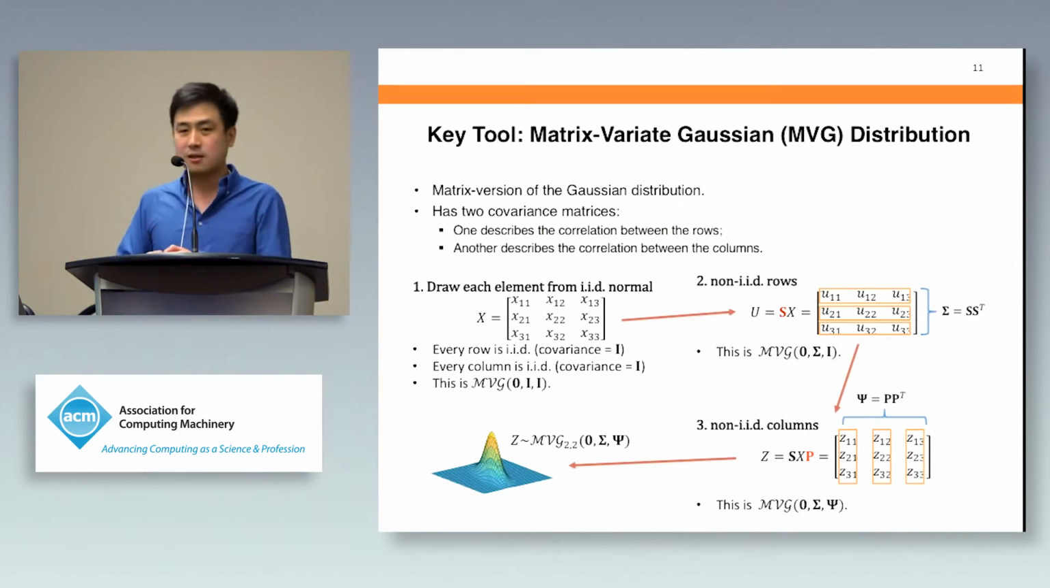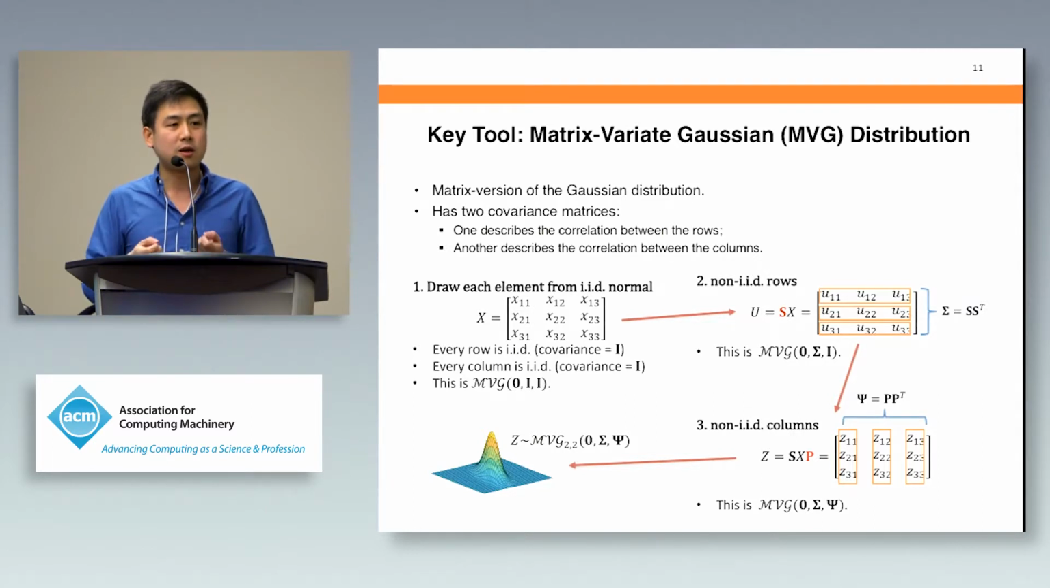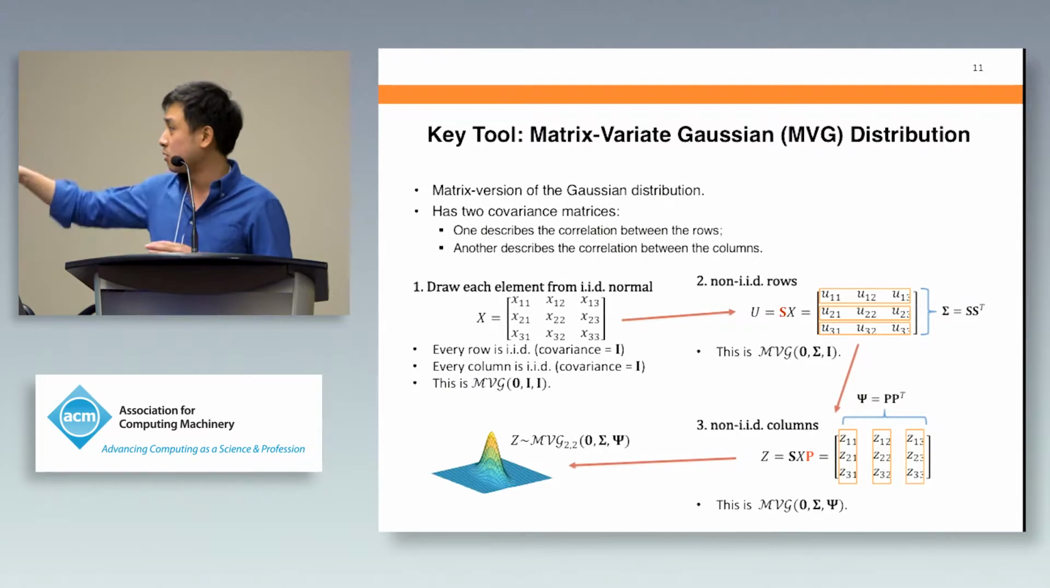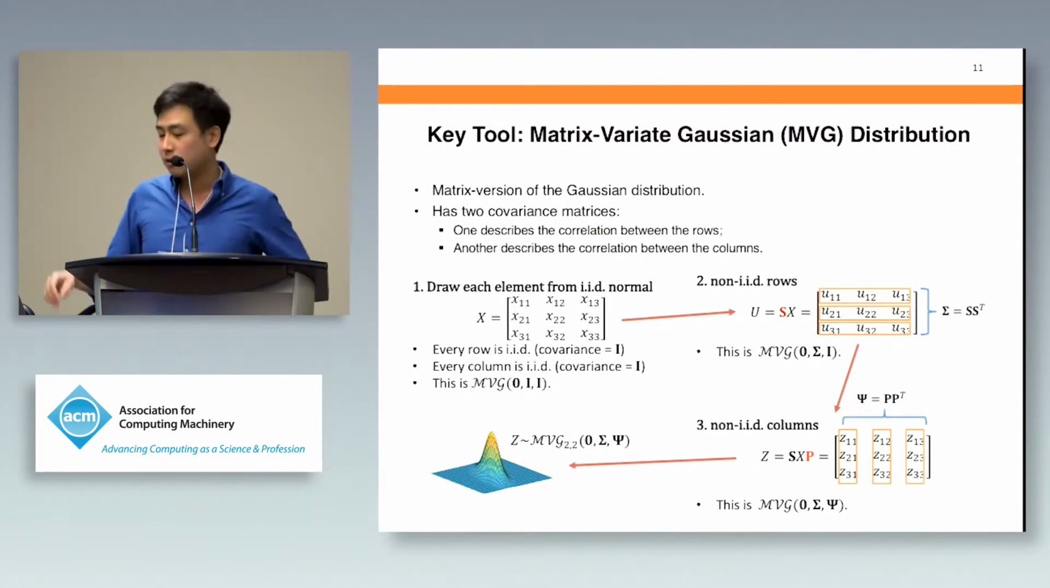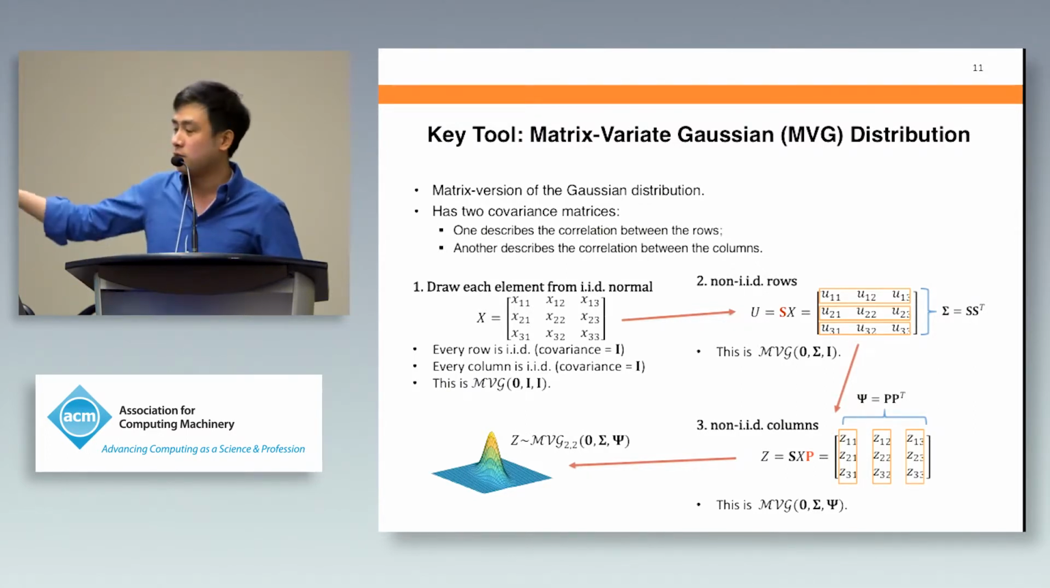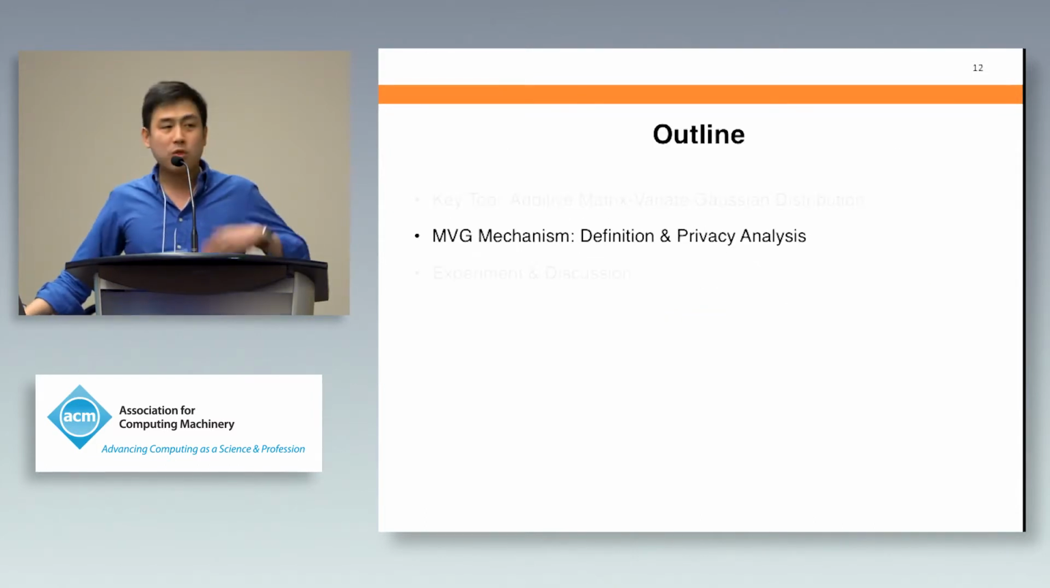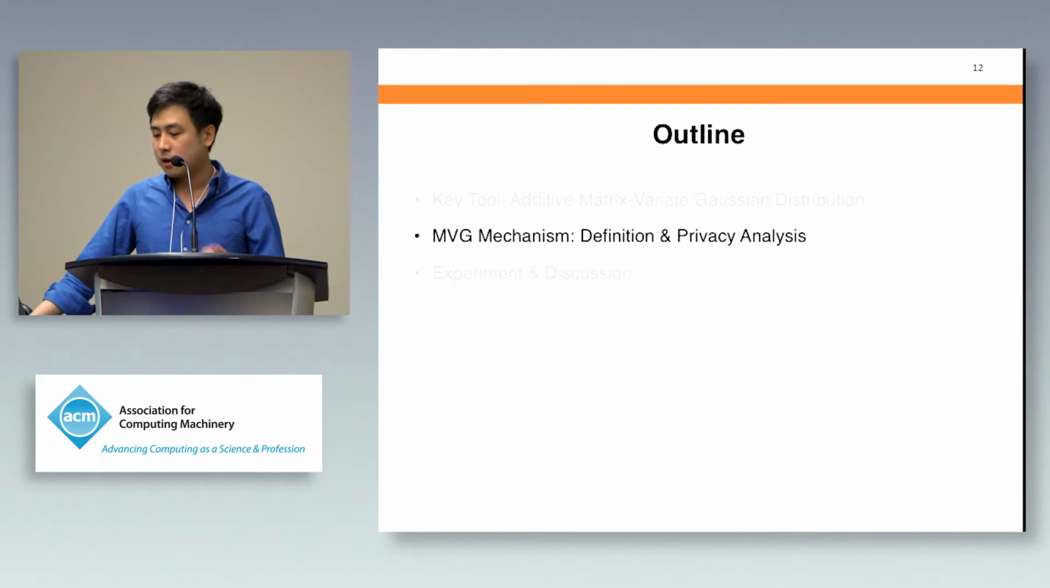So that's it. That's a construction of the MVG distribution, rather straightforward and familiar. But again, this is sort of a canonical construction. In fact, you can look at it on the left in an analytical form and then get out right away. And with that in place, now we are ready to introduce the MVG mechanism, including its privacy analysis.